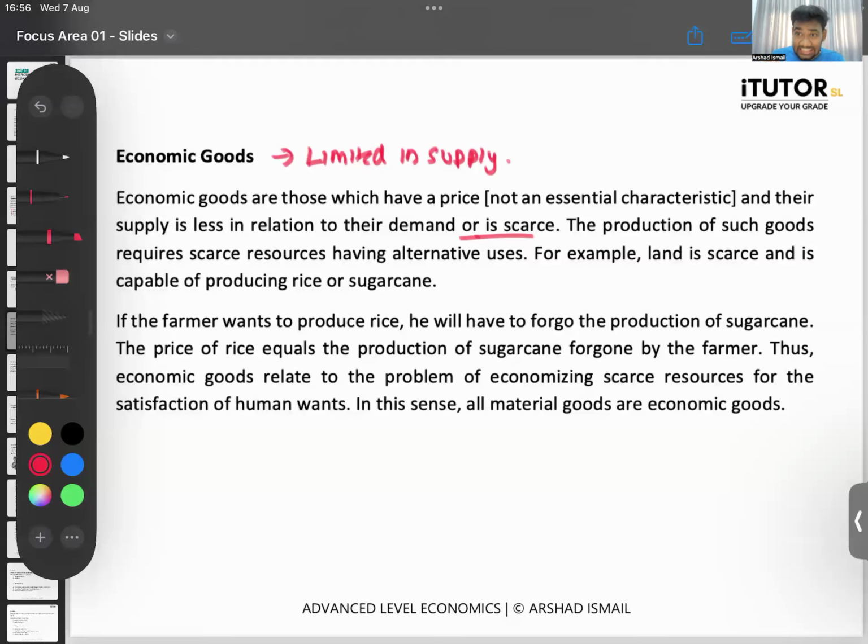So see, this is an economic good, a good that is limited in supply. So economic goods having a price, remember, is not essential. That's why I have said within brackets here, not an essential characteristic. So the main characteristic of an economic good is that they are limited in supply. And also what happens now?